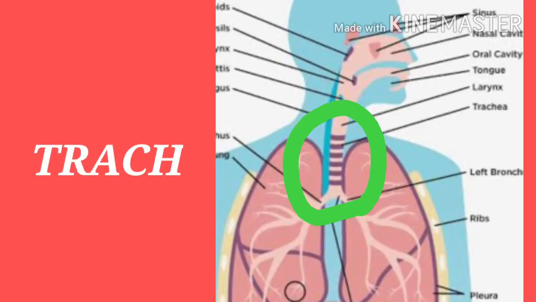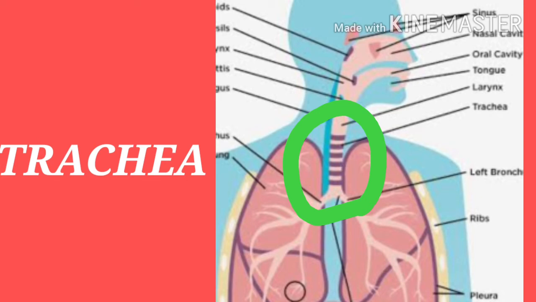Next, air enters the trachea. The trachea's common name is windpipe. Trachea is made up of C-shaped cartilage rings, so the trachea does not collapse. Windpipe or trachea channels air to the lungs. Touch your neck to feel the tube-like structure that is the trachea.